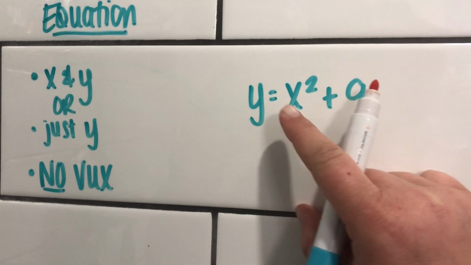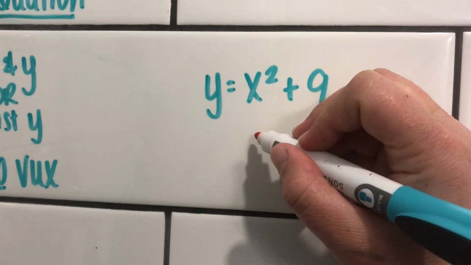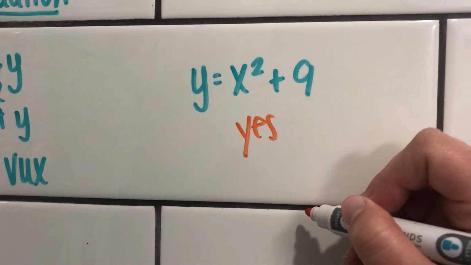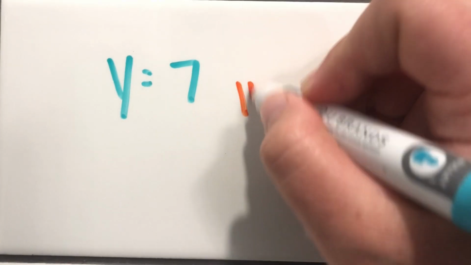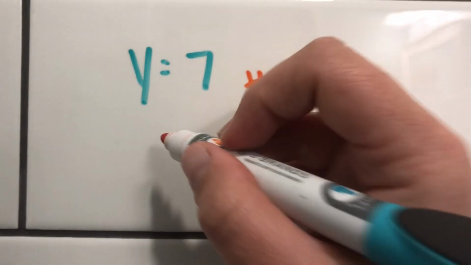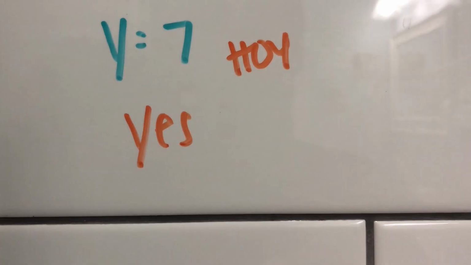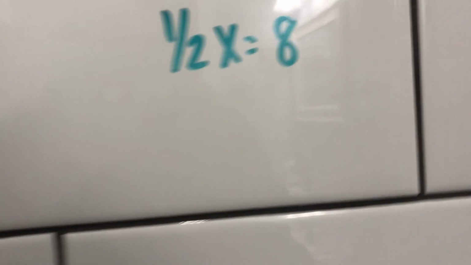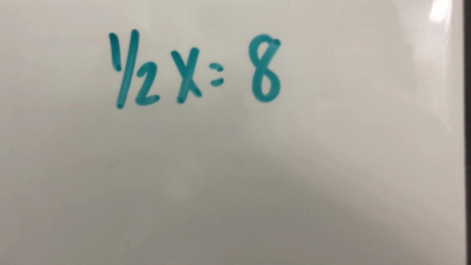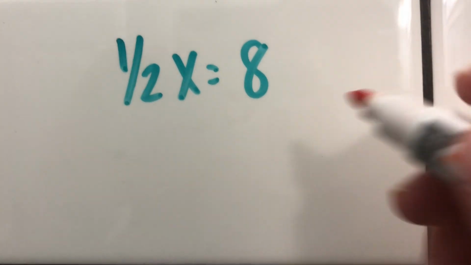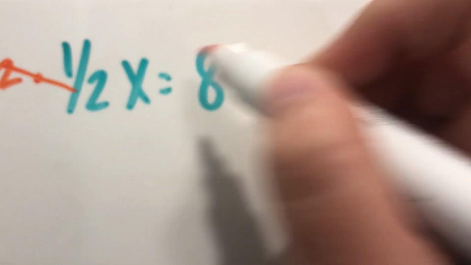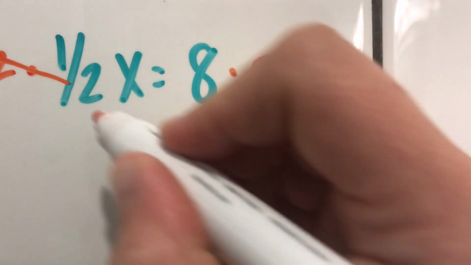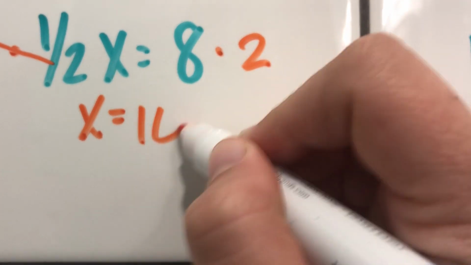So this one's got an x and a y. This is going to be a function. This one just has a y. That's okay. That would be a special case. Yes, that's a function. This next one, I only have an x. That's going to be a Vux equation. If I moved it around, just as a review, we multiply to get rid of the fraction, multiply by the reciprocal. So x equals 16.